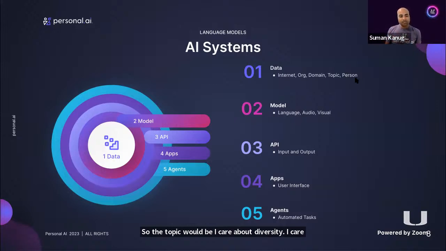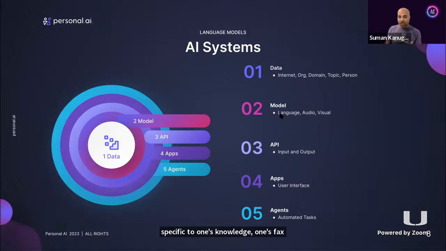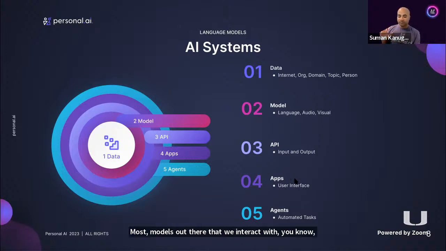And then a person. A person is a data corpus that is specific to one's knowledge, one's facts, one's opinions, right? Then you have this model. The model could be divided into language model, audio model, or visual model. But for our class today, we will be focusing more on the language models. Most models out there that we interact with have some version of an API, which will allow you to do inputs and outputs. I understand we are not developers, but technically that's the interface for building your applications.